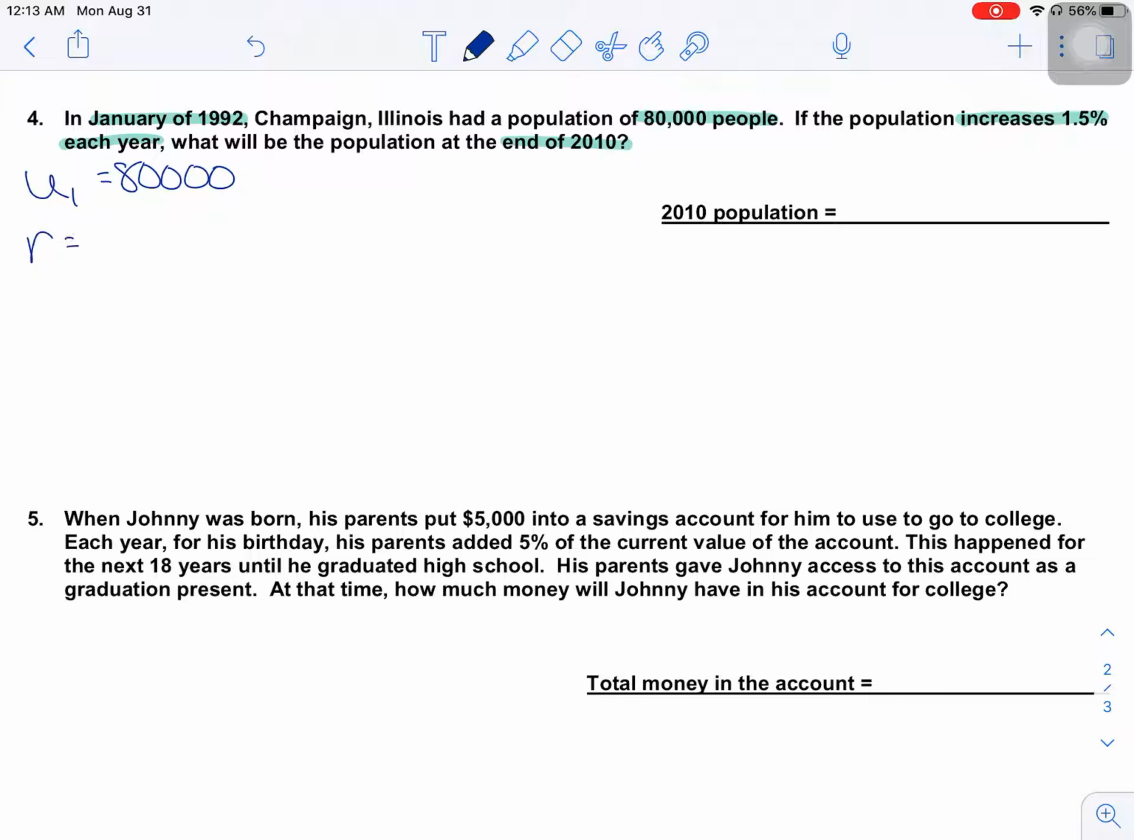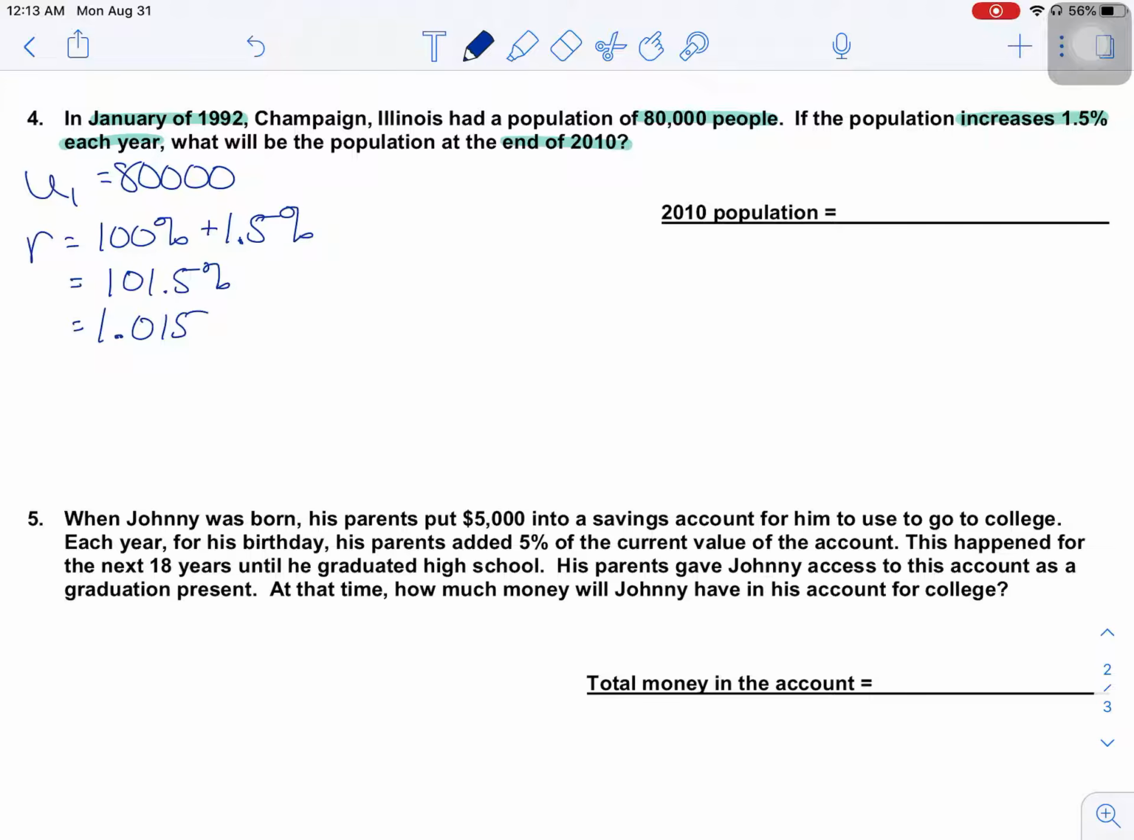We know our R value is, this is where it's going to get a little strange. I know that my population is increasing 1.5%, but that's not what R is equal to. R is equal to 100% plus the percent of increase. So in this case, it would be 101.5%, which as a decimal is equal to 1.015.